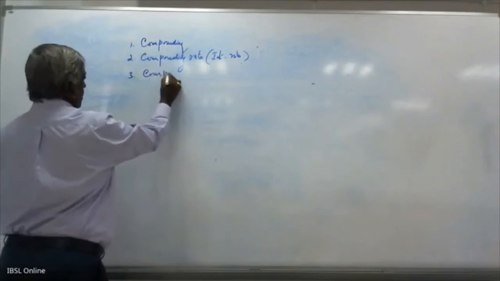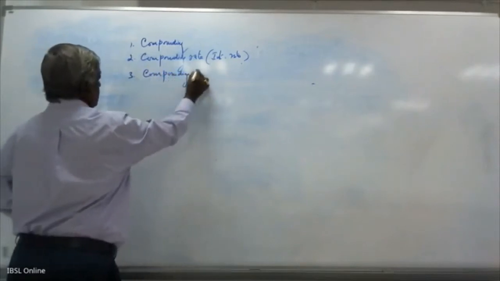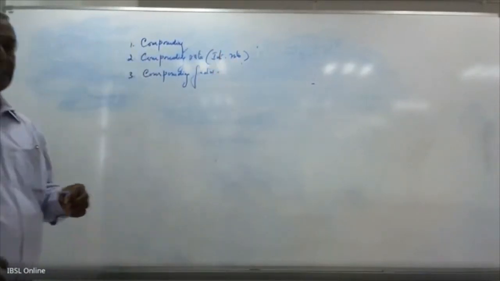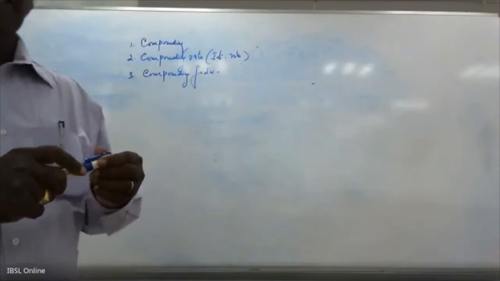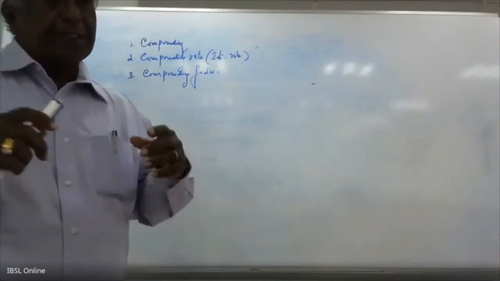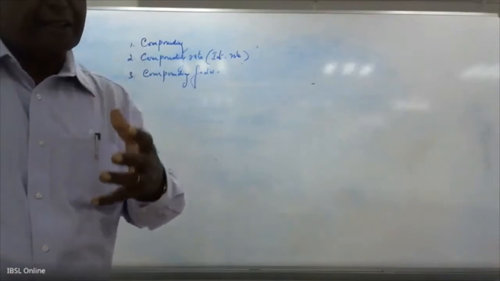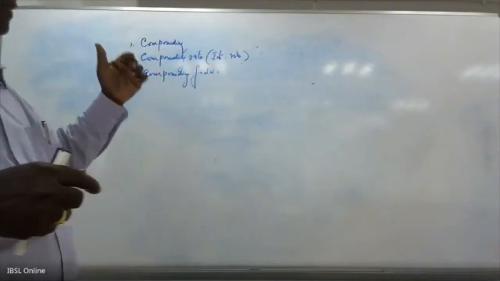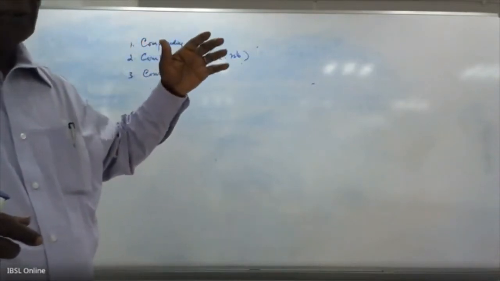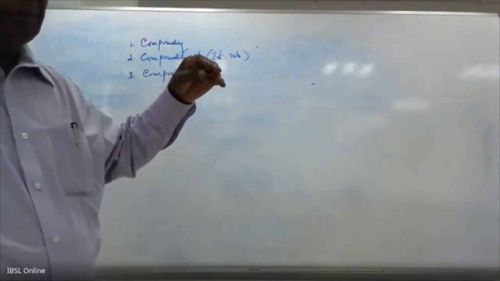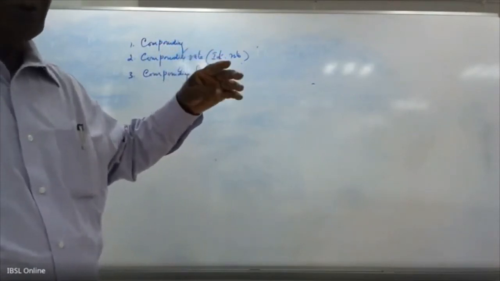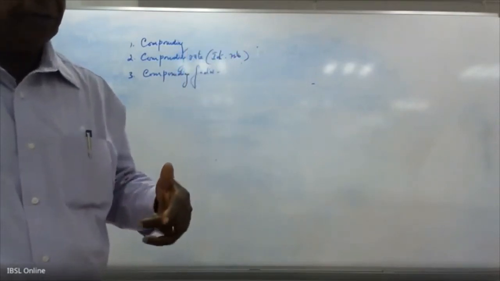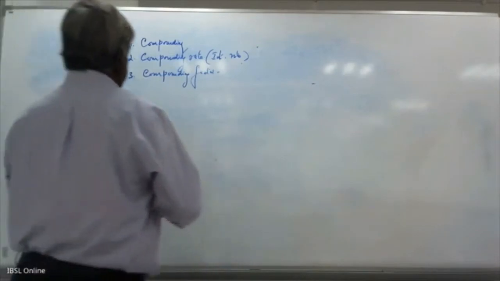Then compounding factor. This is for the present 1 rupee. The future value for the present 1 rupee at various interest rates and at various periods. That is the compounding factor. So if there is a question, give the meaning or explain what is compounding, compounding rate and compounding factor. These are the answers you should know.